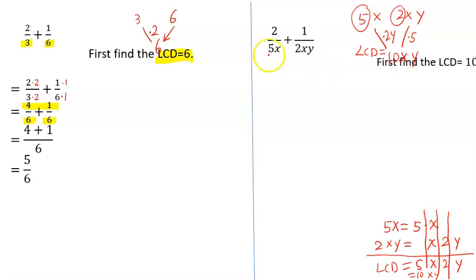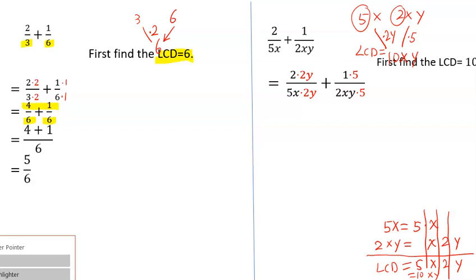So now we're going to go back to make the changes. As you can see, the first denominator 5x, we need to multiply it by 2y. And correspondingly, we must multiply the numerator by the same thing. And for the second denominator, 2xy, we're going to multiply it by 5. And for the numerator, we also multiply by 5.